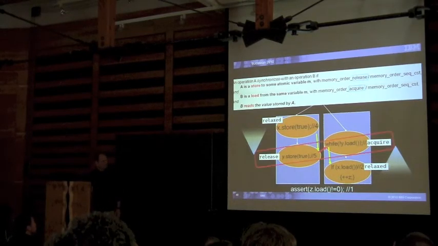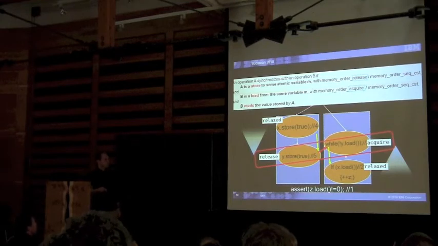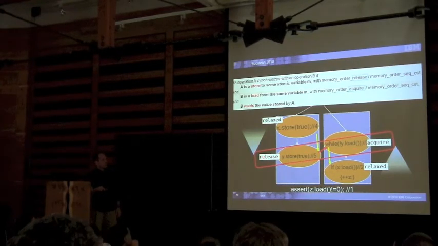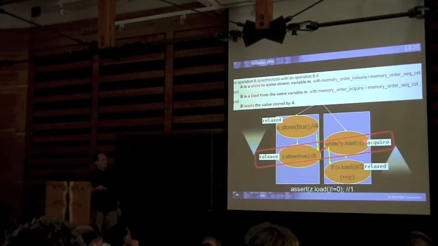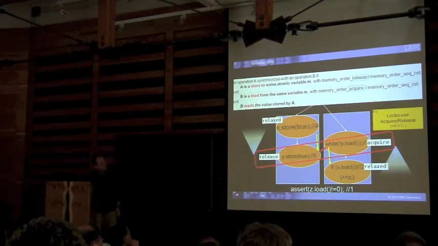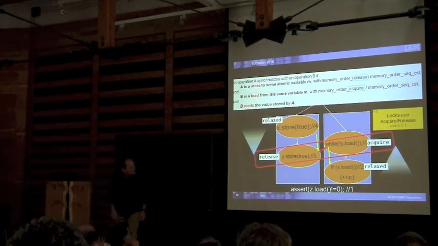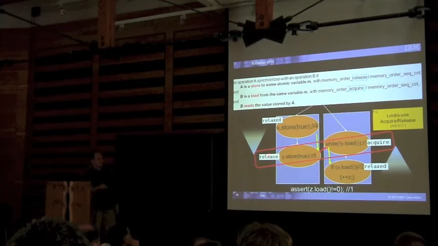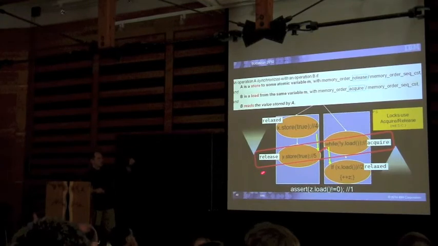And the important part, which seems obvious in this example, but it's not obvious in the next example. This is the key, right? We've done a release on this side with a store. We see the same variable. We do an acquire. It ties everything together. So that's basically what a lock does. It does acquire at the start of a lock, and it does release at the end of a lock.